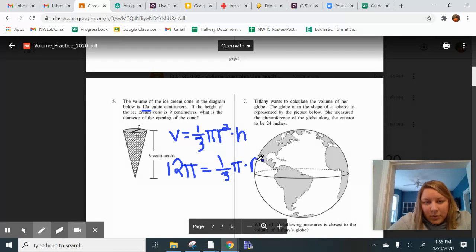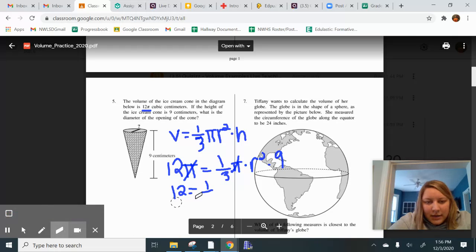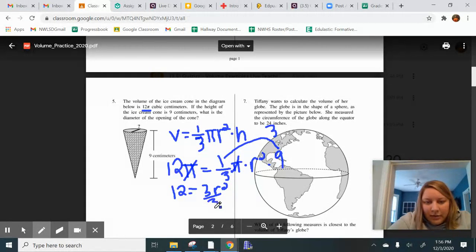Times R squared times 9. Okay, so if you have a pi on either side, you can cancel those out. So I have 12 equals 1/3. Well, 1/3 times 9 is 3. So I have 3r squared. So I just multiplied 1/3 and 9 to get 3. And now I'm going to divide by 3.